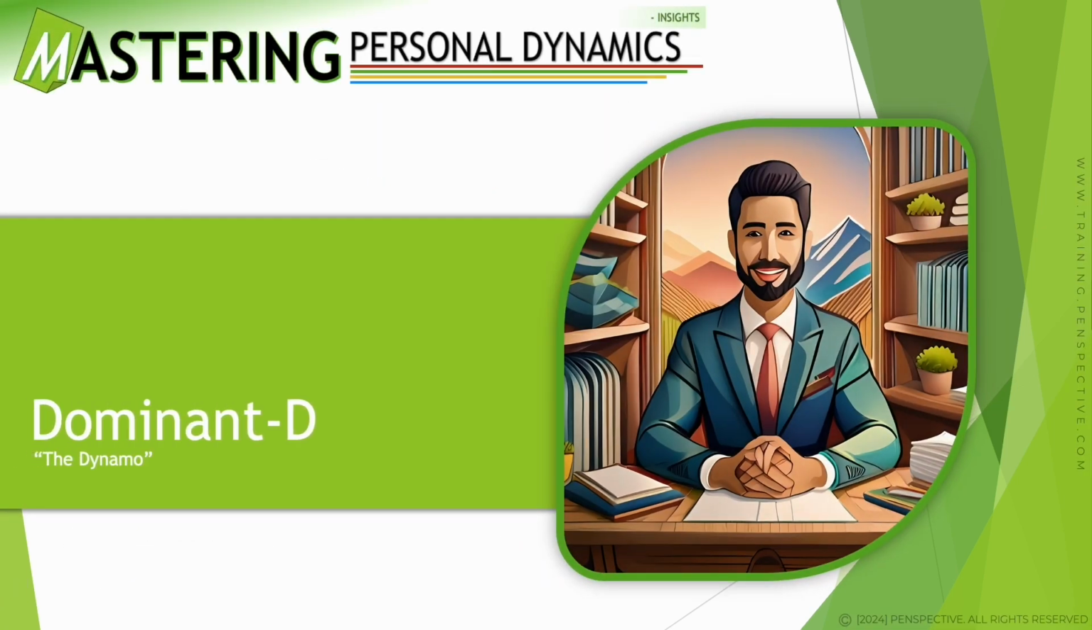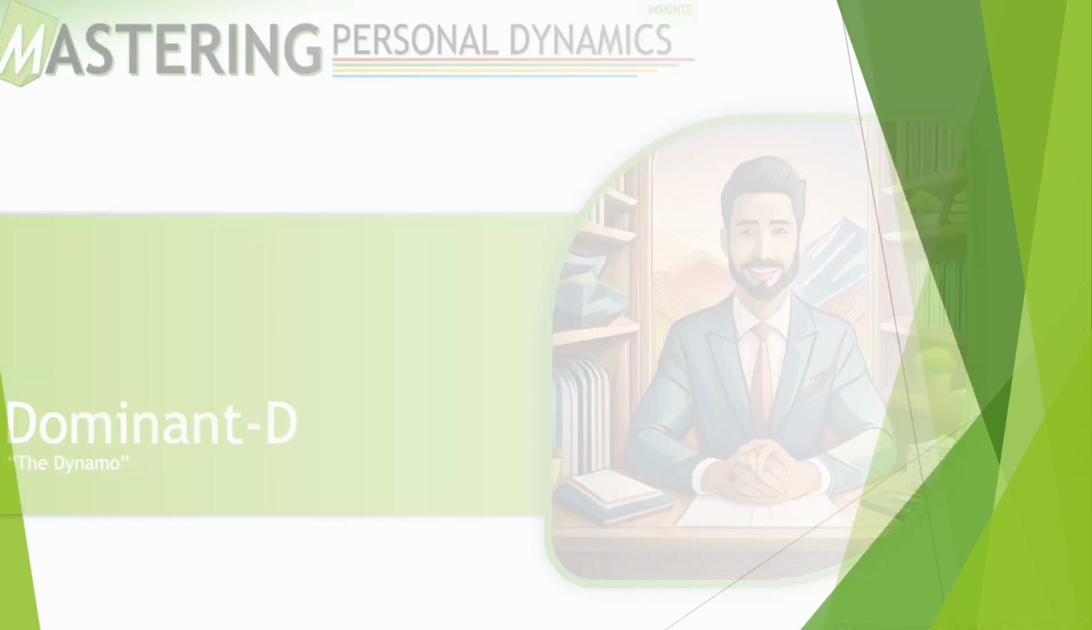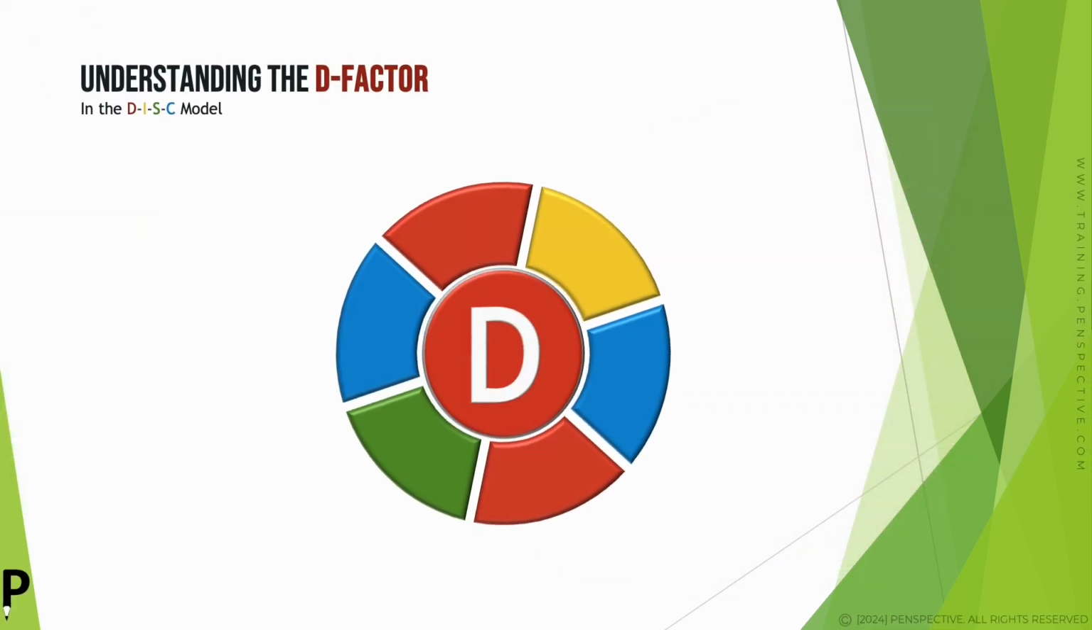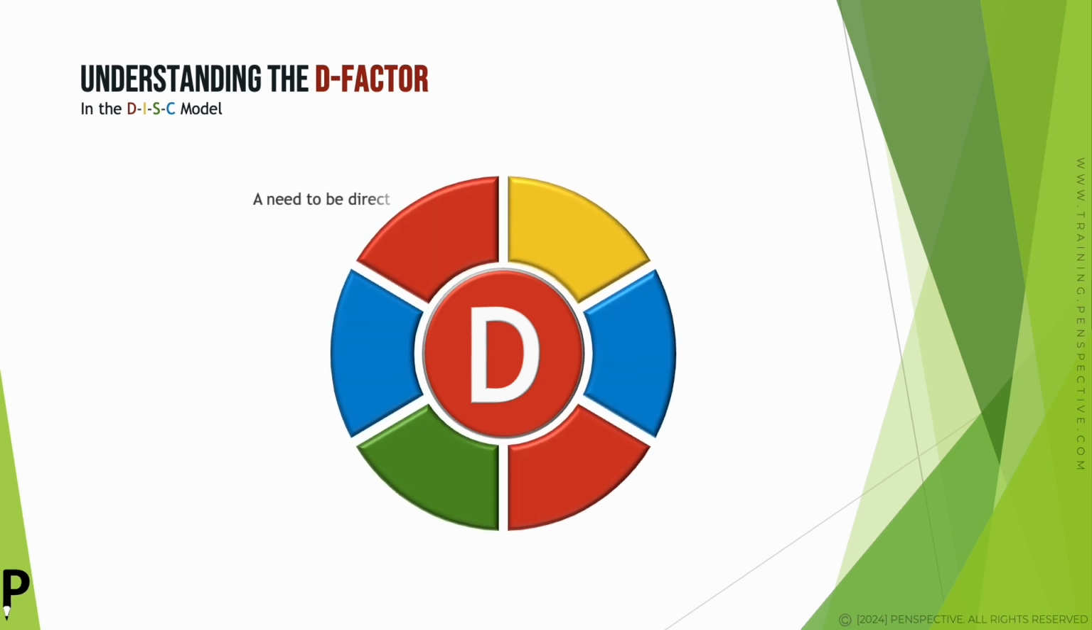The predominant D. The attributes associated with the D factor encompass a need for directness, a penchant for challenges, a strong desire to win, and a preference for direct communication.